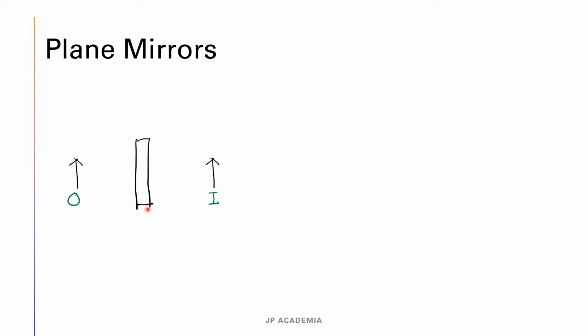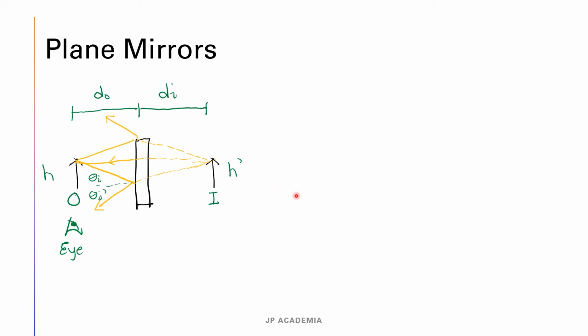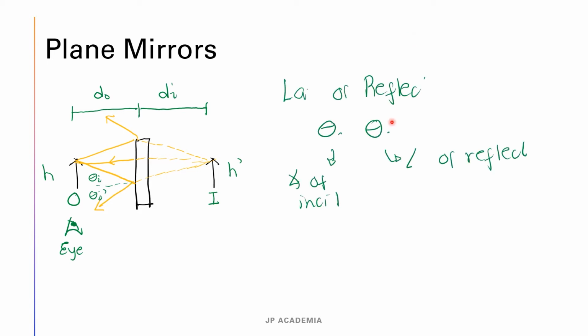So I have here a plane mirror with an object O in front of it. Then we have here the rays. So the rays coming from the top portion of the object are shown. But please take note that in reality, light rays come from all parts of the object. According to the law of reflection, the incident angle is equal to the reflected angle.